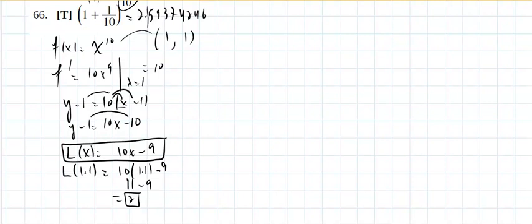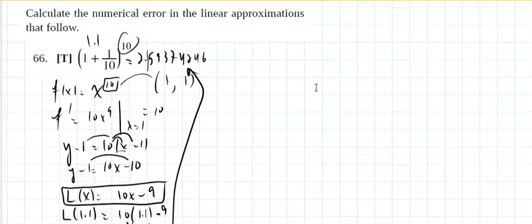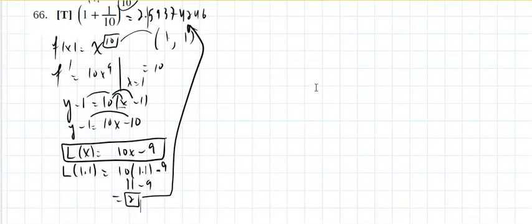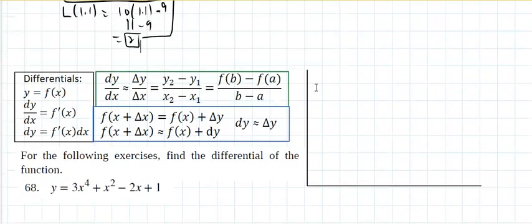Now keep in mind, the stronger the function increases or decreases, x to the 10 is increasing rapidly, so the further you move away from 0, the bigger this error will be. And if they ever ask what's the error, you subtract the 2, and that's how much you are off. If it's positive, you overestimate it. If it's negative, you underestimate it.